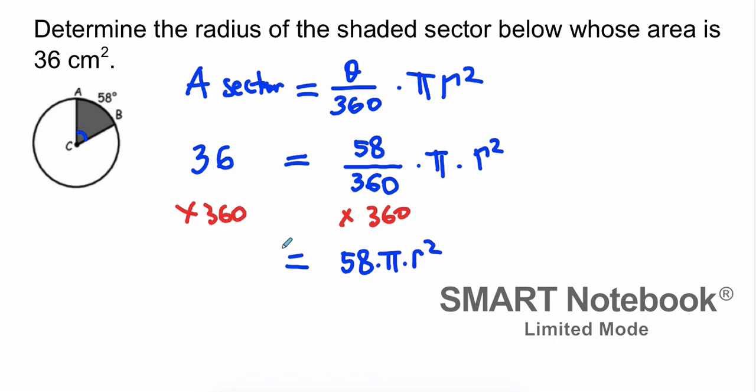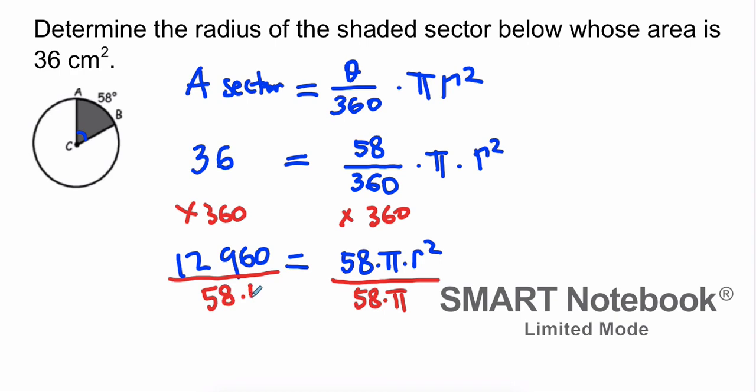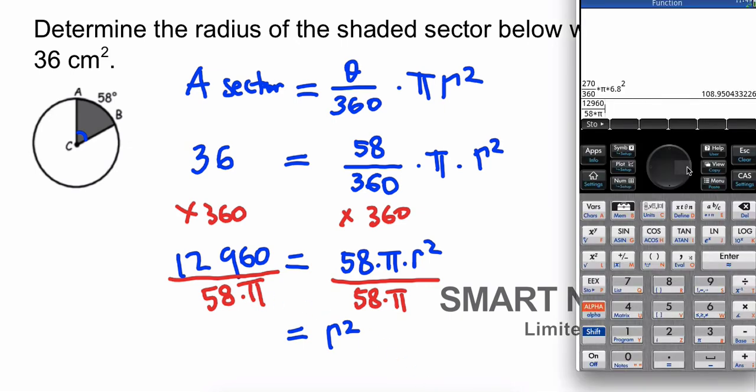If you use your calculator, then it's going to be 12,960. And then next step, we are going to remove 58 times pi, because we would like to isolate r squared and we would like to make r squared the subject. So we will divide by 58 times pi. Divide both sides by 58 times pi. If you put this left hand side in your calculator, 12,960 divided by 58 times pi. So you can do that all in one go. 12,960 divided by 58 times pi as the denominator. It's safe to do so, so then you don't have to worry about the order of operation.